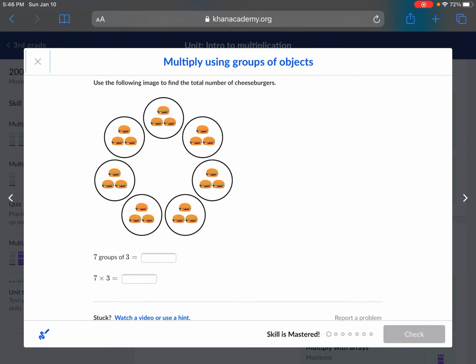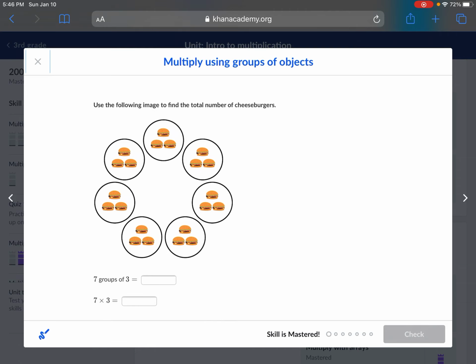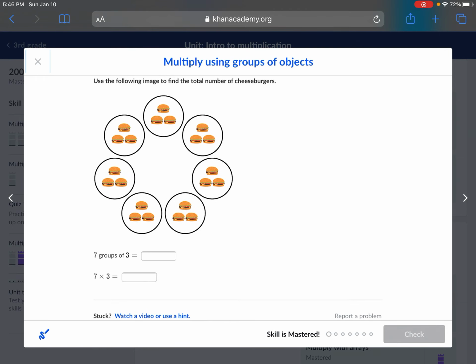Today we're going to be doing multiply using groups of objects. Okay, so let's get started. Use the following images to find the total number of cheeseburgers. So the total number of cheeseburgers is 7 groups of 3, or 7 times 3.